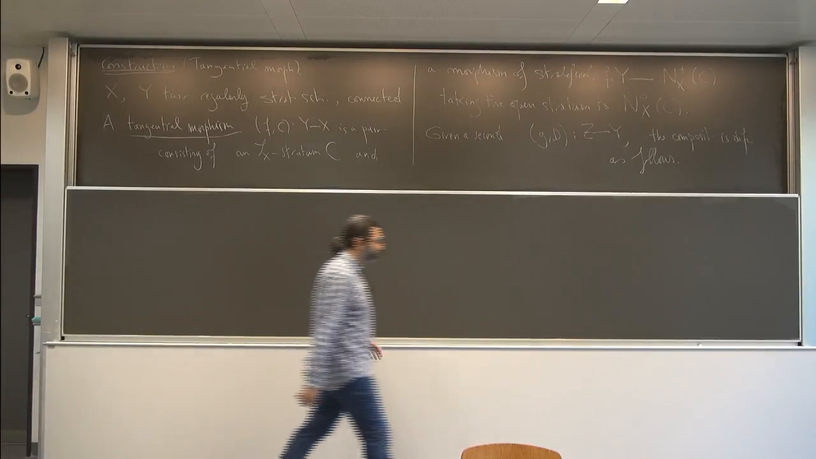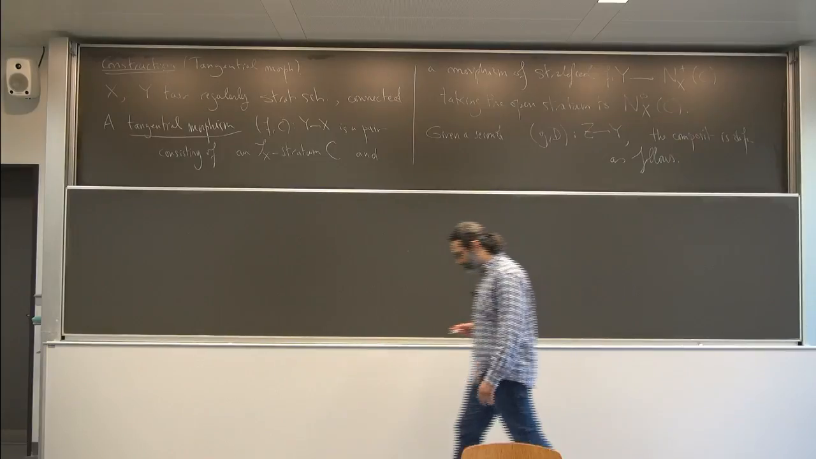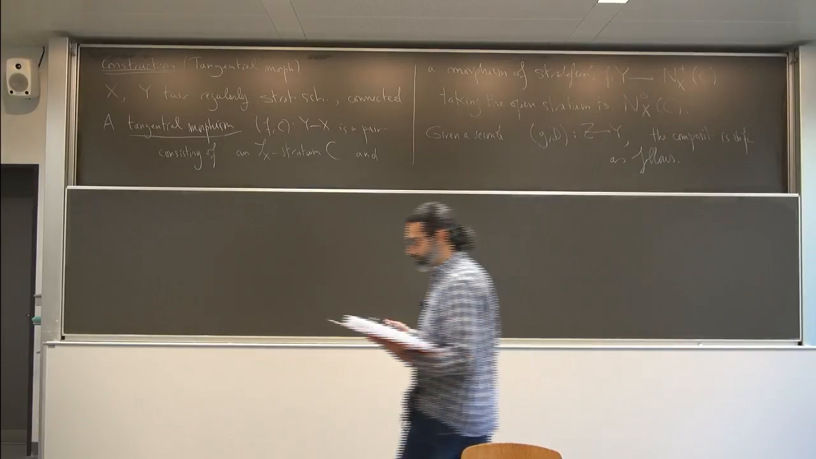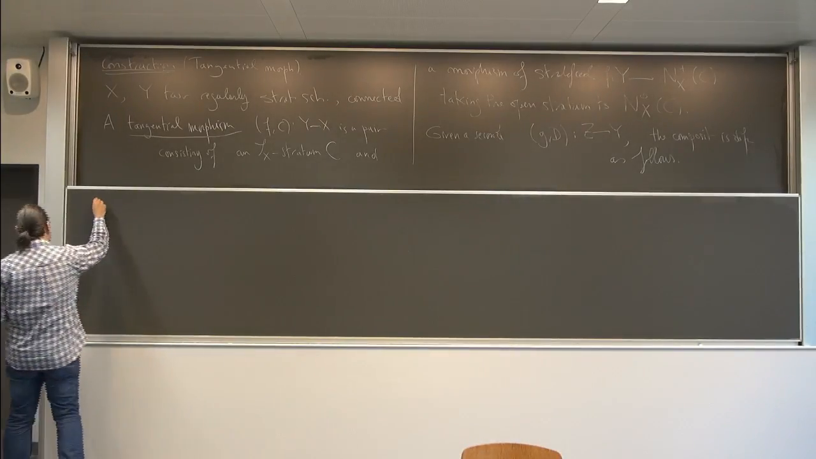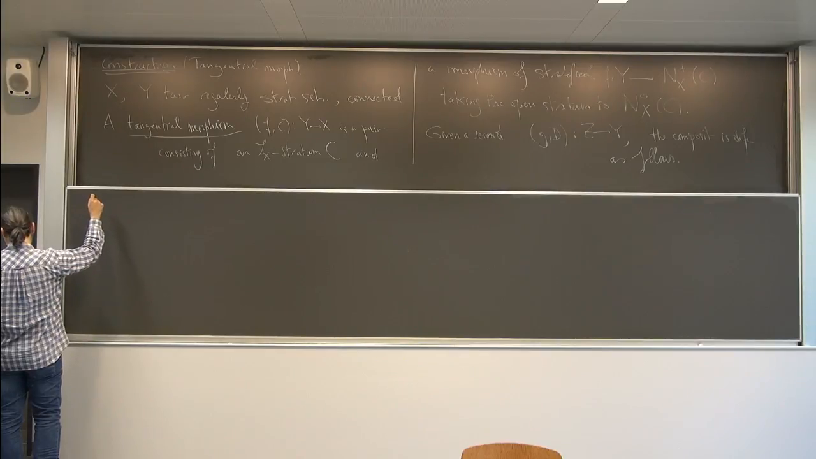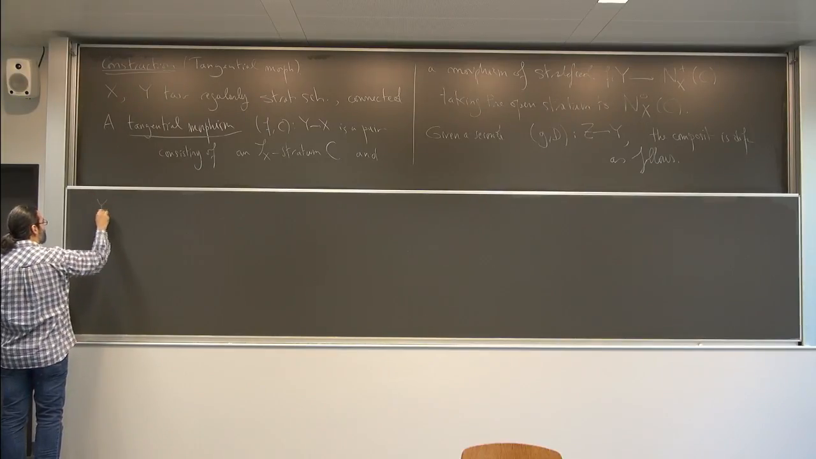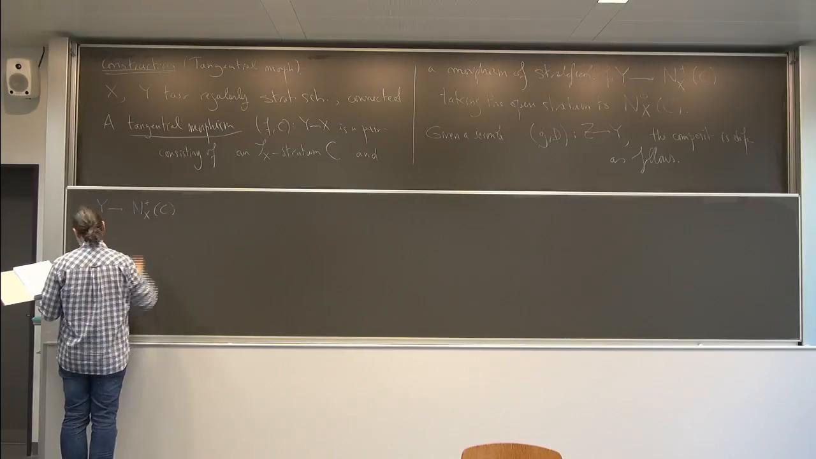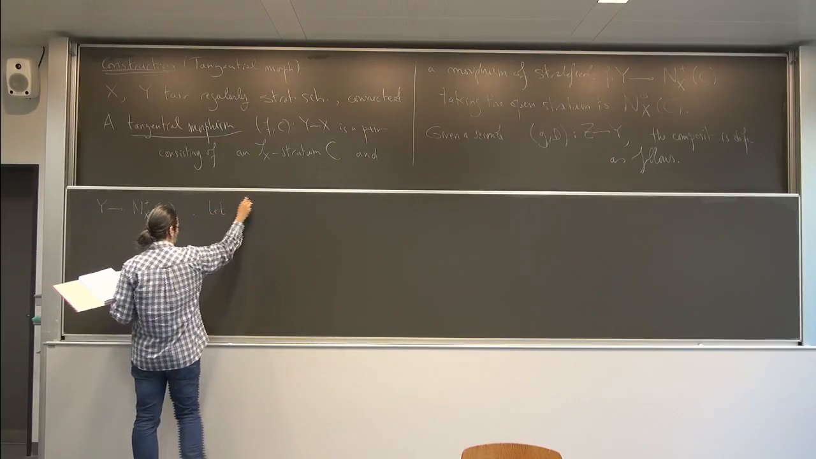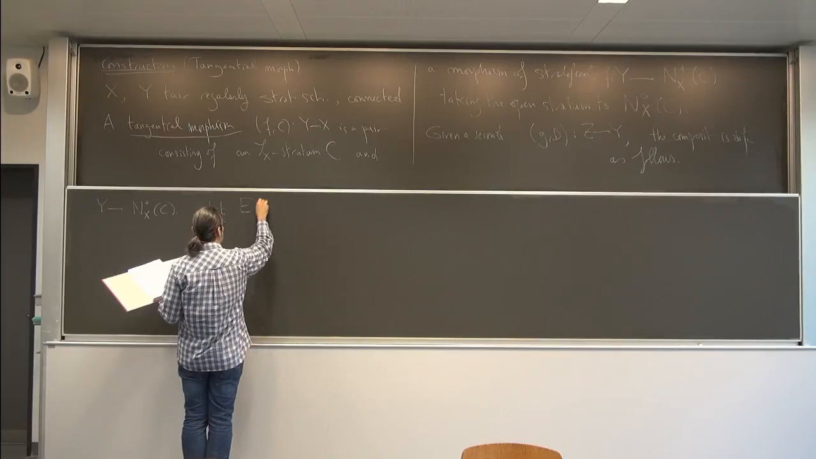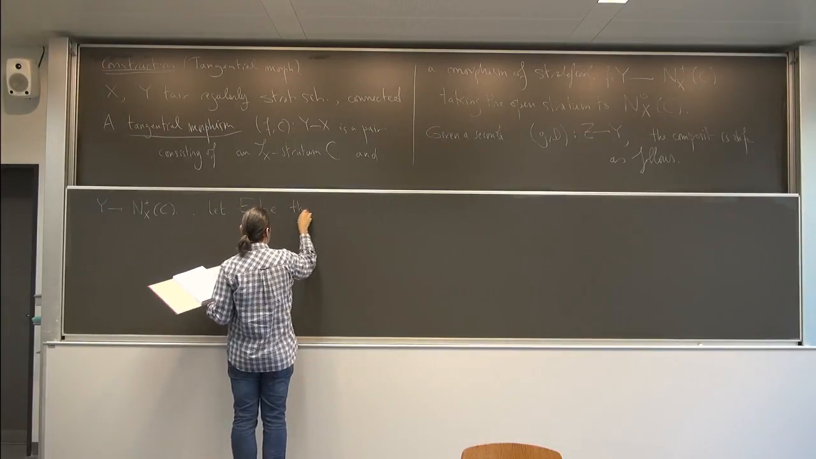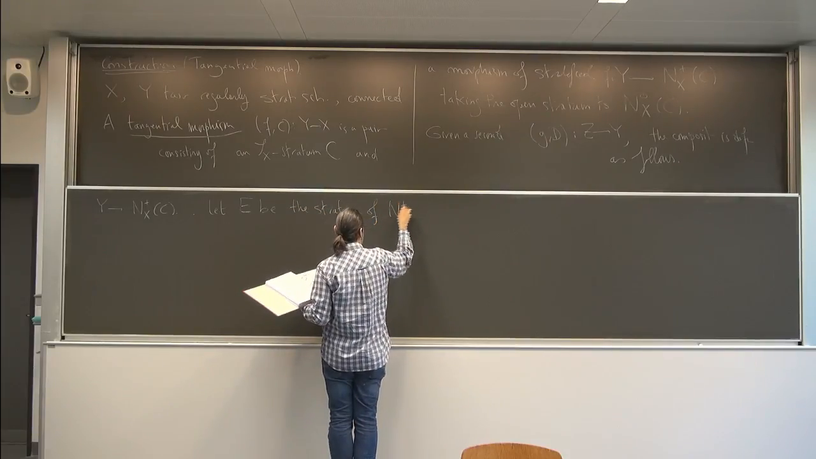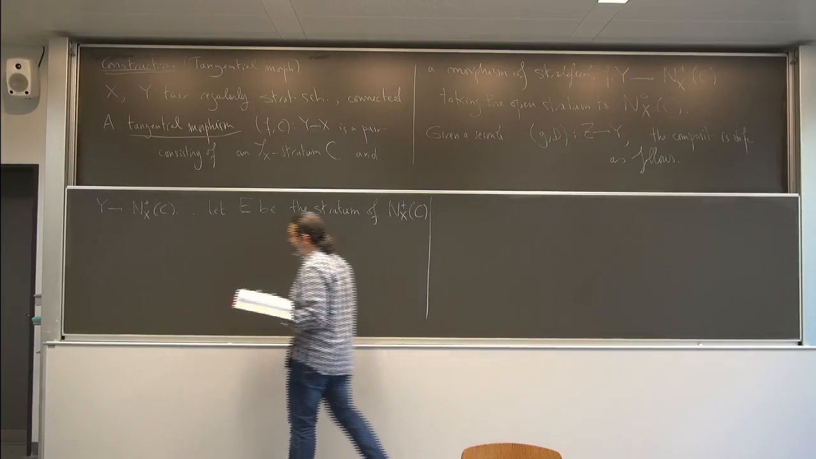Okay, so how do we define the composition? So let's see. Yeah, so we have this map from Y to N plus XC, and so we let E be the stratum of N plus XC that contains the image of T.